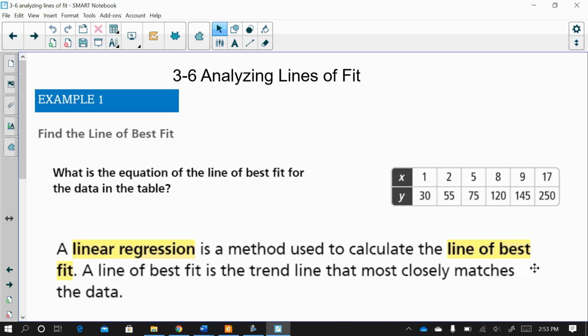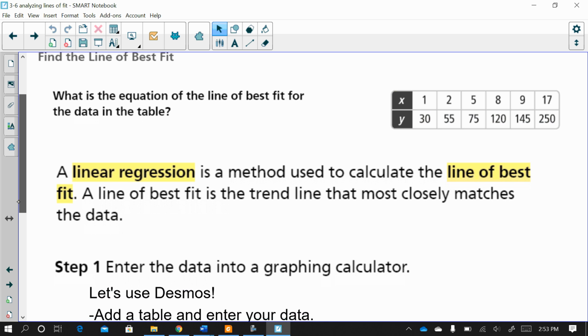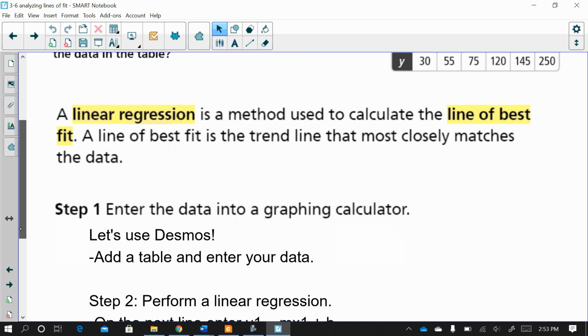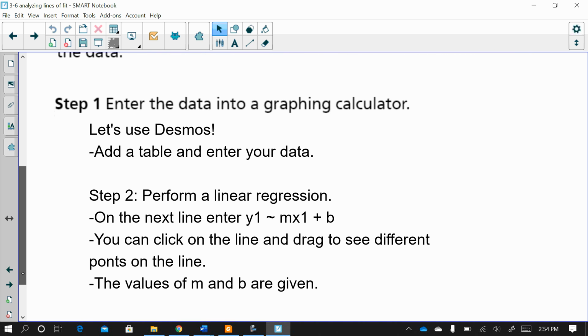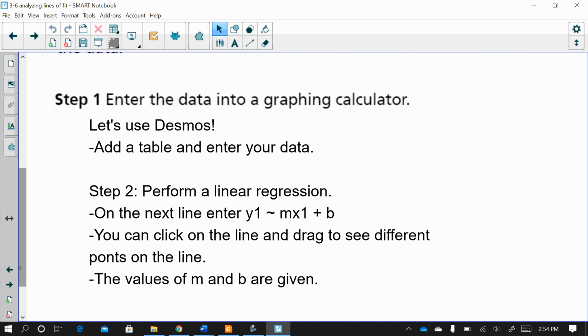A linear regression is a method used to calculate the line of best fit. A line of best fit is the trend line that most closely matches the data. If you're following along in the textbook, it does it through the graphing calculator. I think it is a million times easier to use Desmos, and you're allowed to use Desmos on the AIR test. So we're going to go ahead and do this with Desmos.